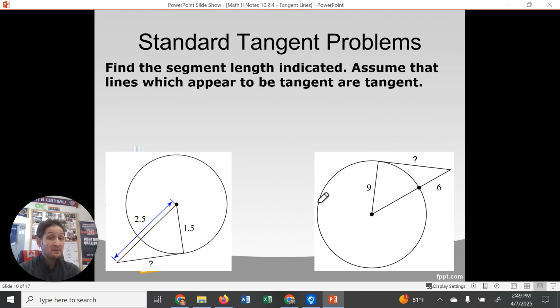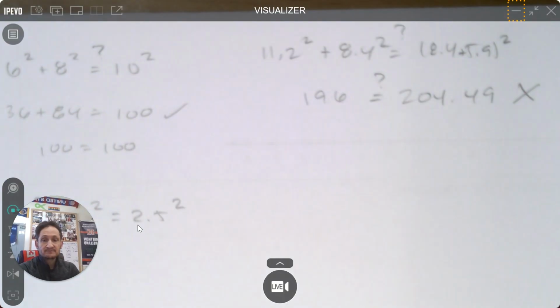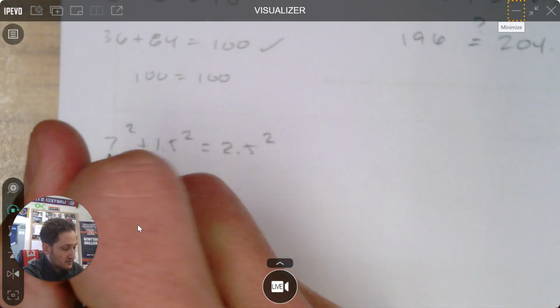So the first one, 1.5 squared, because I have one leg, other leg, hypotenuse. So 2.5 squared is the last one. So for the first problem, I will have question mark squared plus 1.5 squared equals 2.5 squared. Let's go check out the math. There we go. My question mark needs to be a little bit better.